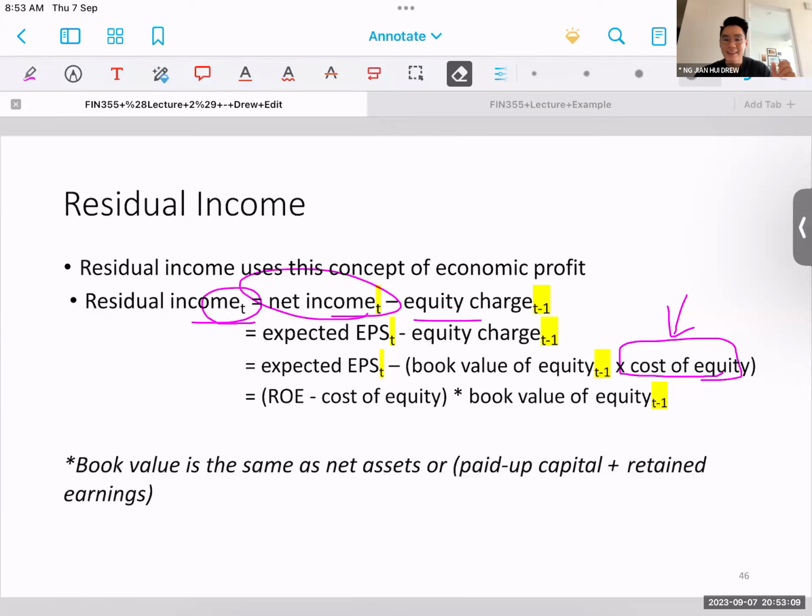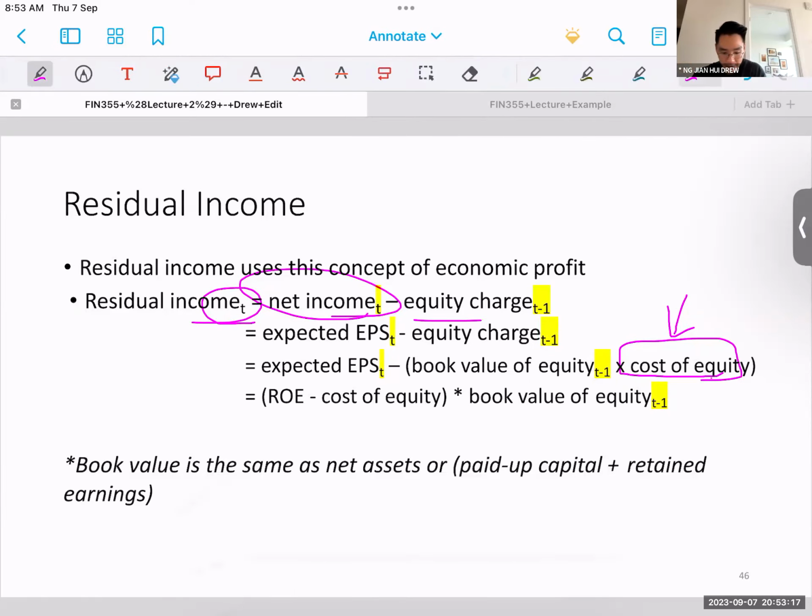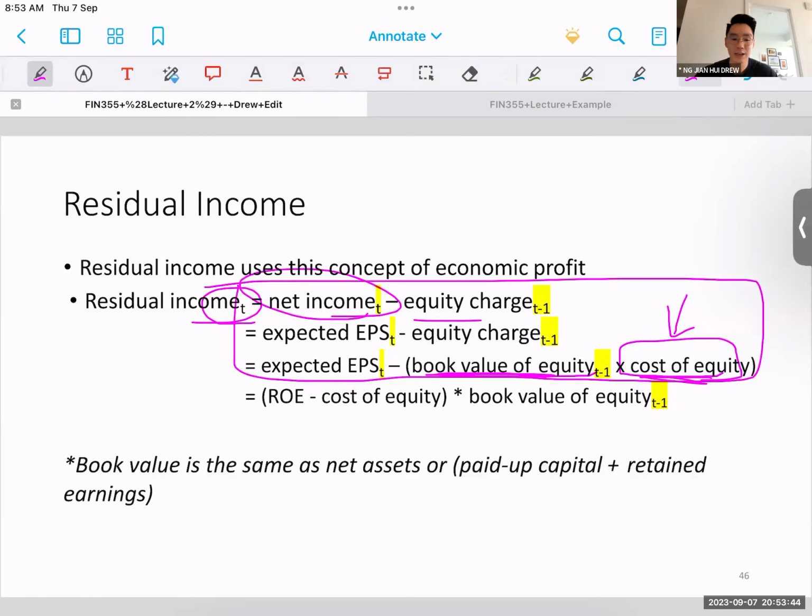Which is why we take T minus 1. So your cost of equity is the current year, and then your book value of equity. Of course, we use the book value of equity, and then we put in the implicit and explicit cost, which is usually a percentage, right? This gives you your equity charge, and then we take it off the net income for the year. Whatever is left is your residual income. All right, so we are looking at these three derivations first. I'll talk about the fourth one in a bit.